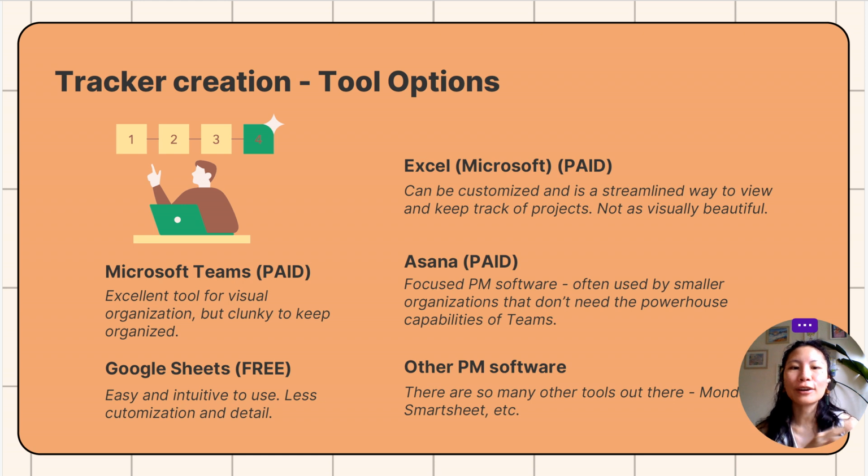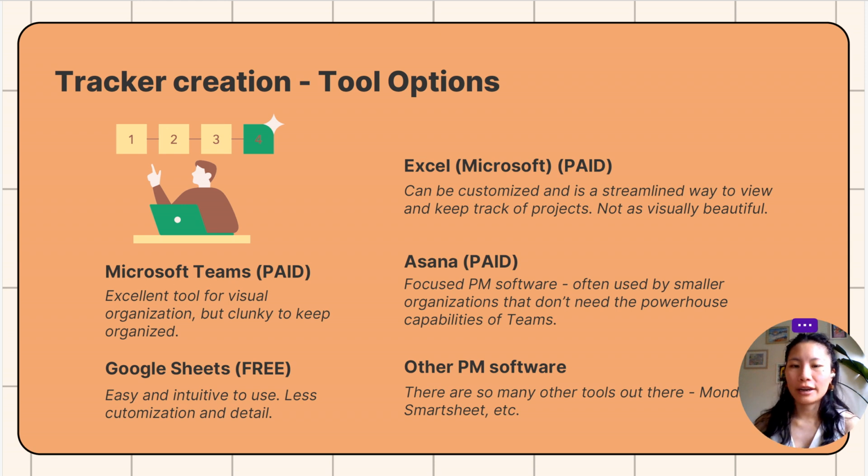kind of the partner to Google Sheets is Microsoft's Excel. Now, you have to pay for Excel. If you're working for an organization and they have Excel or the Microsoft Suite for you, that is great. Google Sheets and Microsoft Excel are very, very similar. You can customize and streamline both in a way to keep track of projects. Now, Excel isn't as visually beautiful, but there are a lot more tools and nuances that you can work with in Excel.